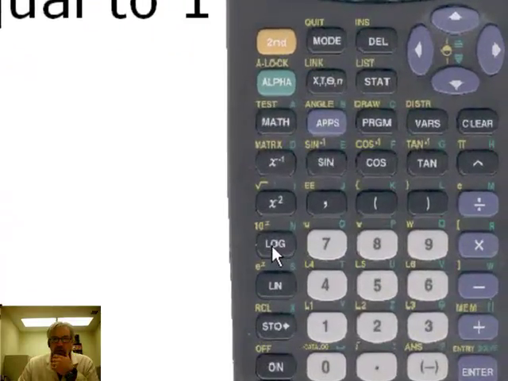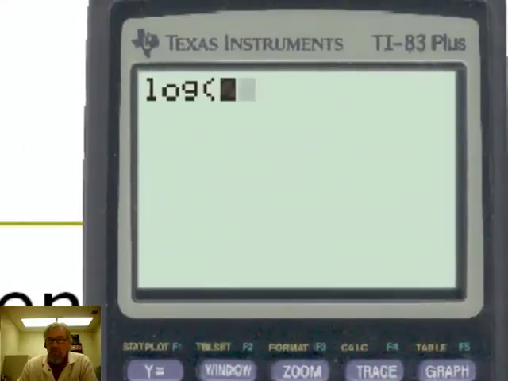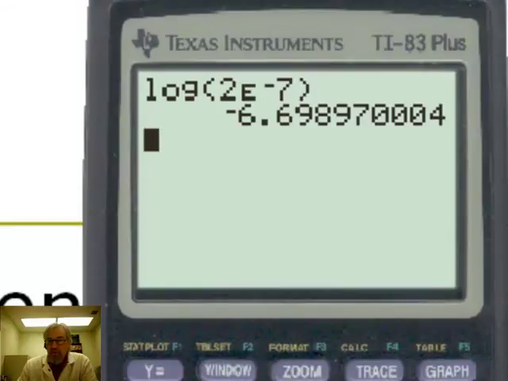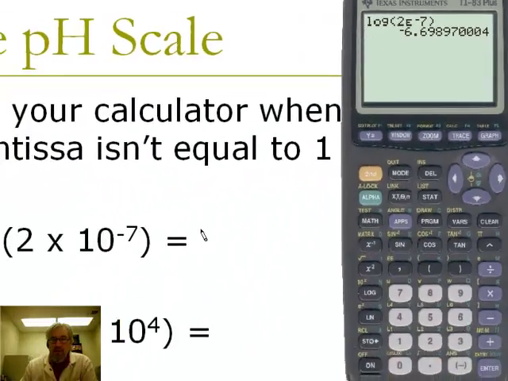I'm using a TI-83 calculator, and most TI calculators will work the same, and lots of scientific calculators will be very similar to this. I'm going to just push the log button, and then I'll enter 2 times 10 to the negative 7. Hit enter, and I get negative 6.69. I would round this off to negative 6.7.